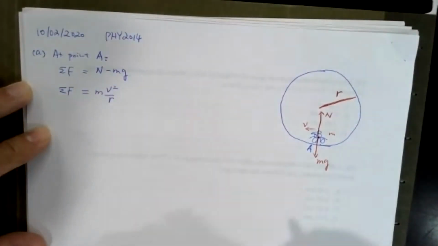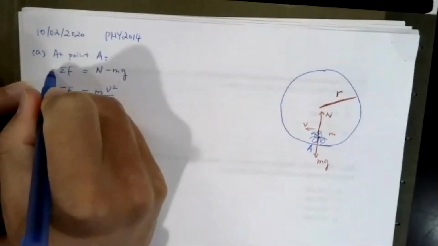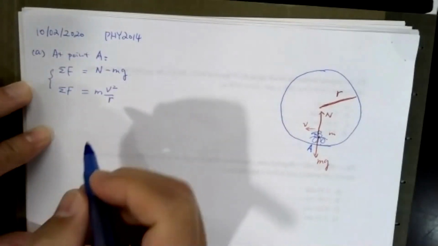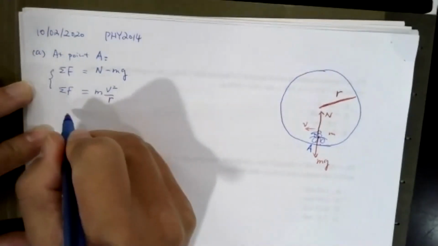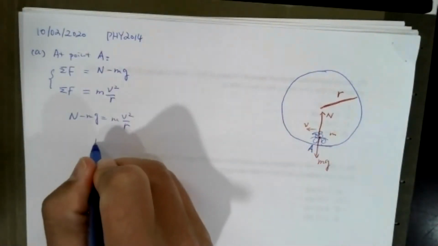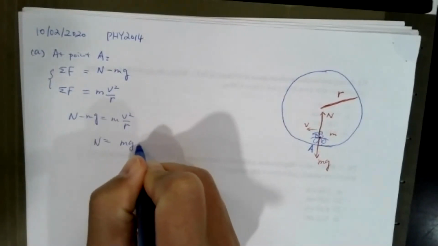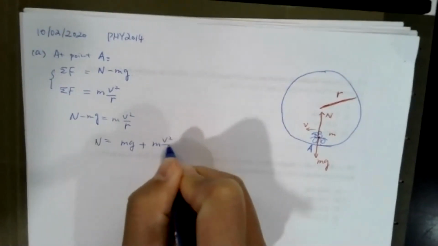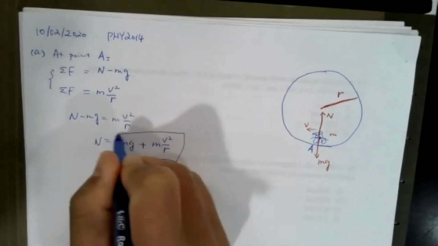Okay. So that's in this direction. All right. So combine these two, you can write that N minus mg is equal to mv squared over r, right? And then you're looking for the normal force the track exerts on the motorcycle. So the normal force should be equal to mg plus mv squared over r. Okay, so this is part A here.